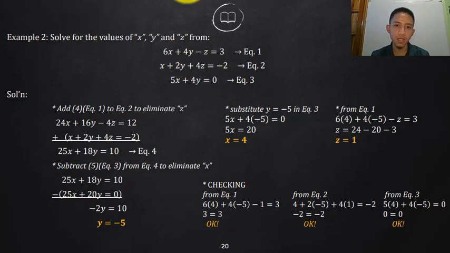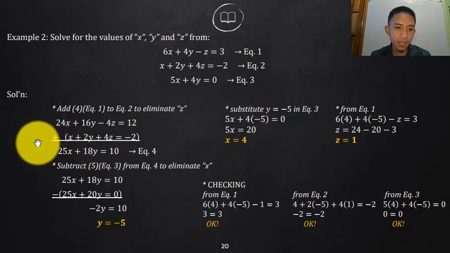Okay, so what will I do? I will first multiply that 4 with equation 1. This will become 24x, 16y, negative 4z, and 12. Now, making use of equation 2, copy that one, we are going to add that one. Why are we adding, not subtracting? Because they are opposite signs. So if I add, they will cancel. If they are the same sign, then I need to subtract, okay?